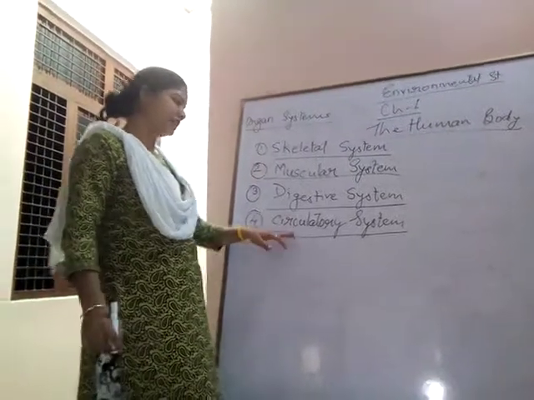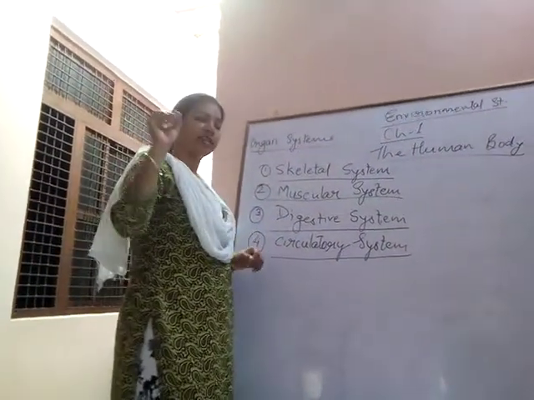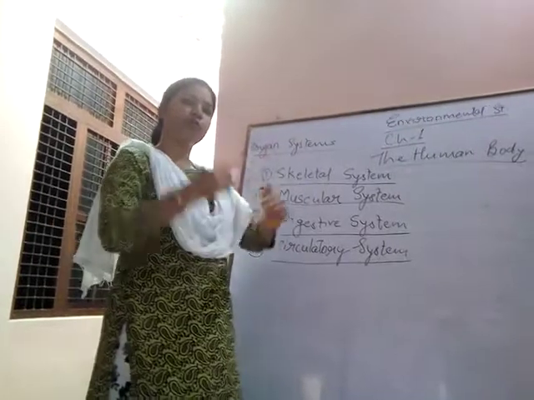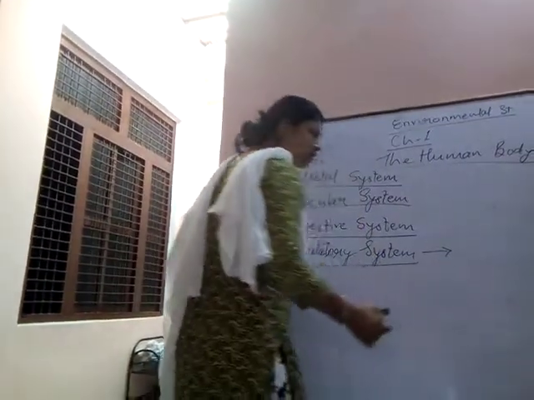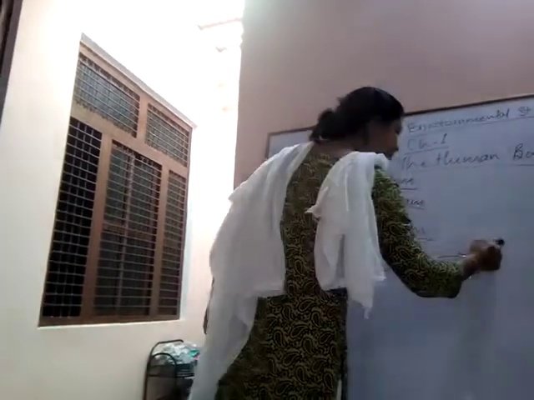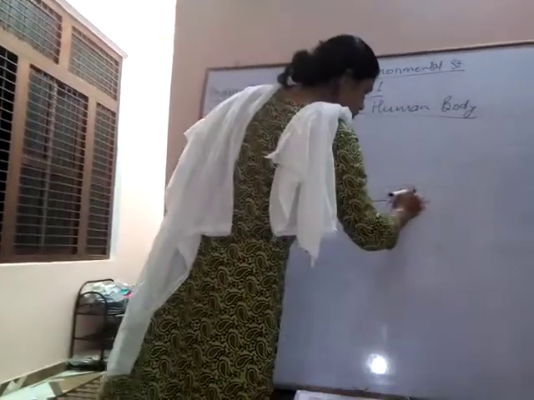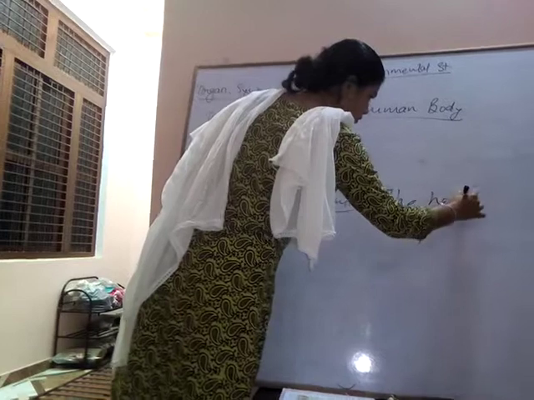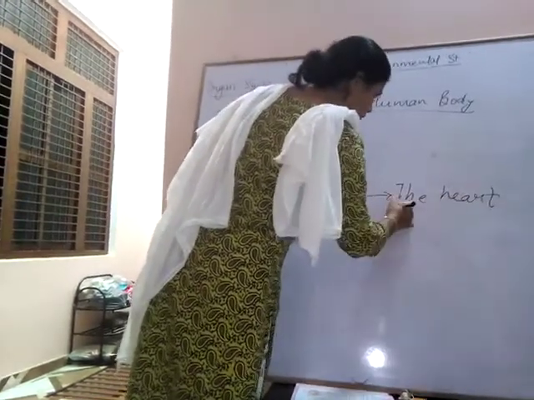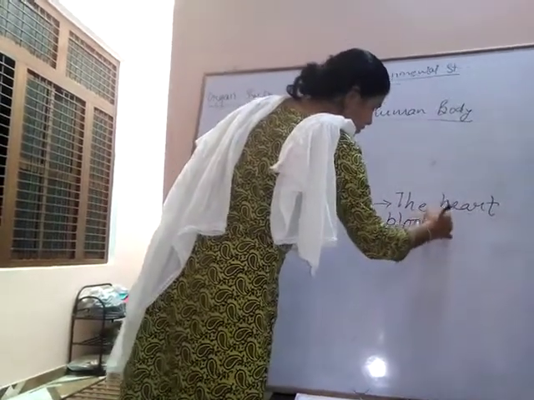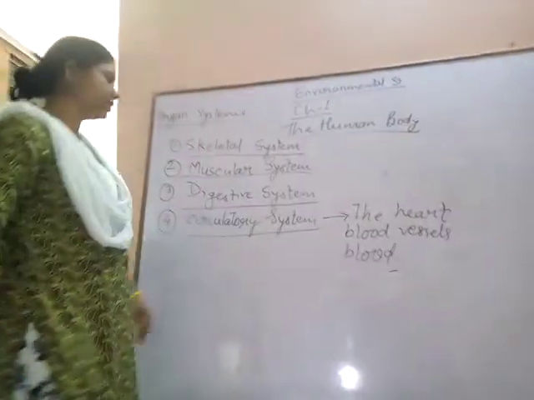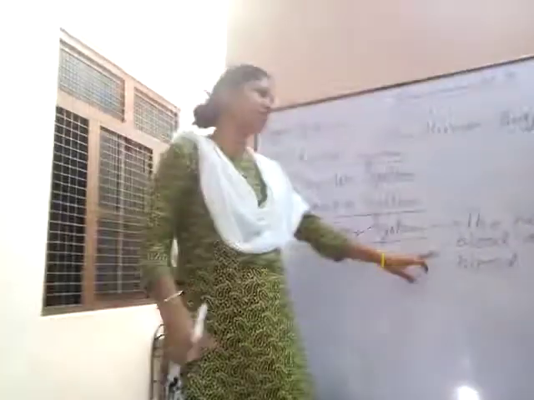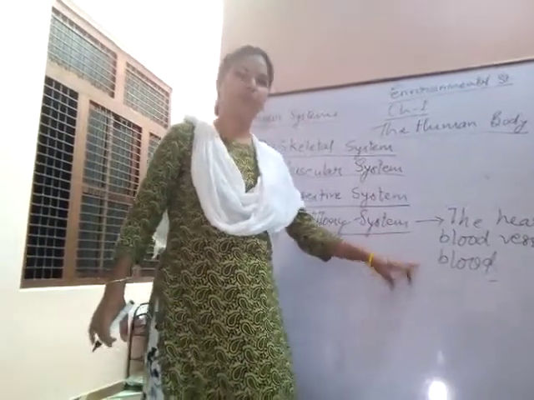Circulatory system, as the name suggests, circulation, that means continuously moving. So our circulatory system consists of the heart, blood vessels and the blood. Okay? So the circulatory system consists of the heart, blood vessels and blood.